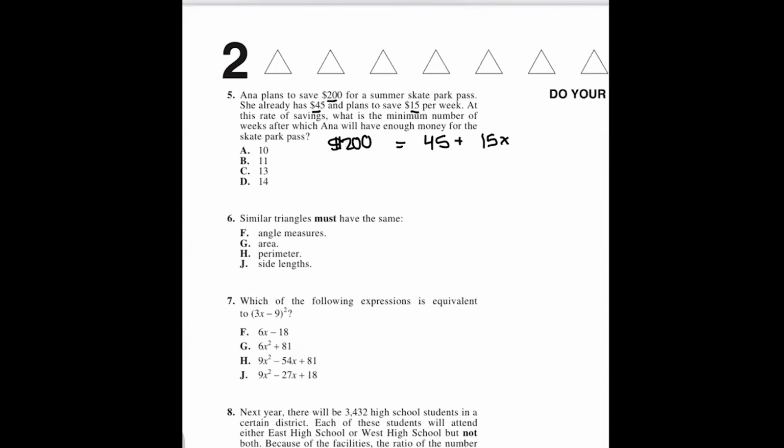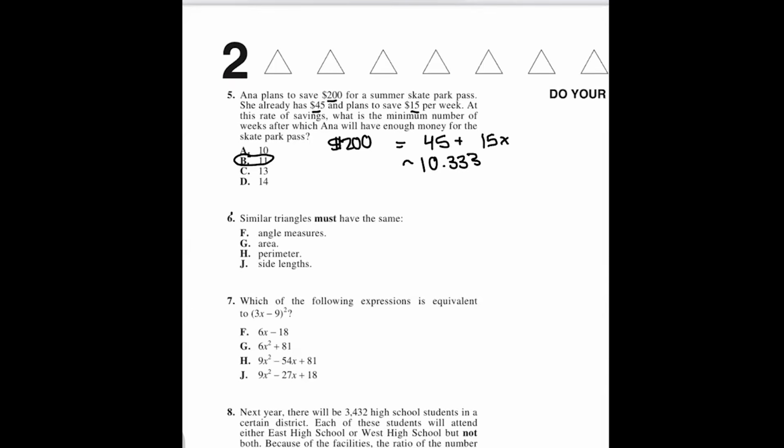And then this I just did quickly in my calculator. In my calculator, I went 200 minus that 45 and then divided by 15. This one's more logic based. So what you get on your calculator is 10.333. Now, if she only did 10 weeks, she wouldn't have enough money. So this one you have to do B, 11.